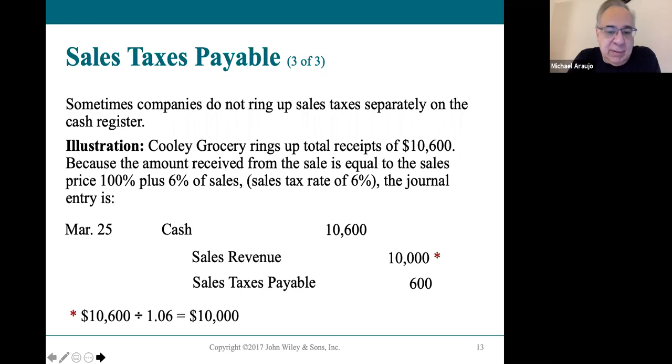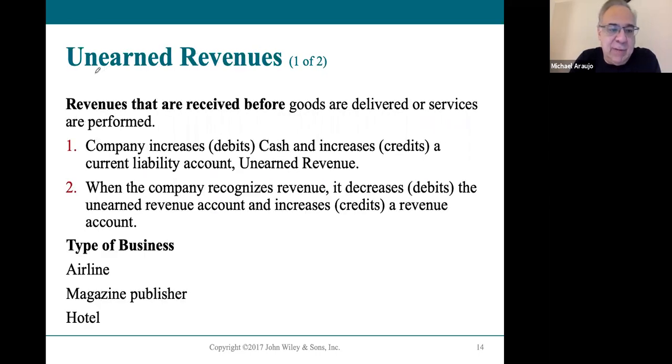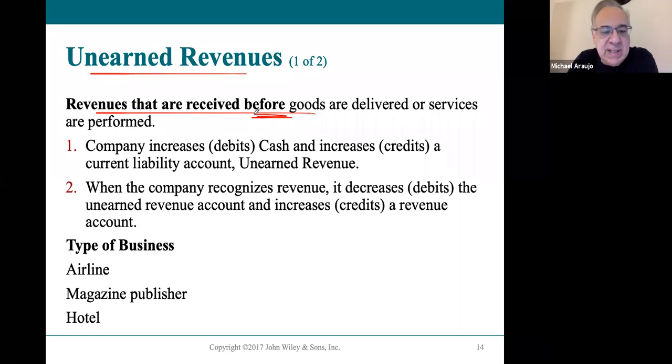And you don't have to worry about that part. Unearned revenues, you've seen all of this before, right? The customer is paying you before receiving the goods or the services. That's why it's a liability. Many types of industries collect money up front, and thus they have a large amount of unearned revenue.